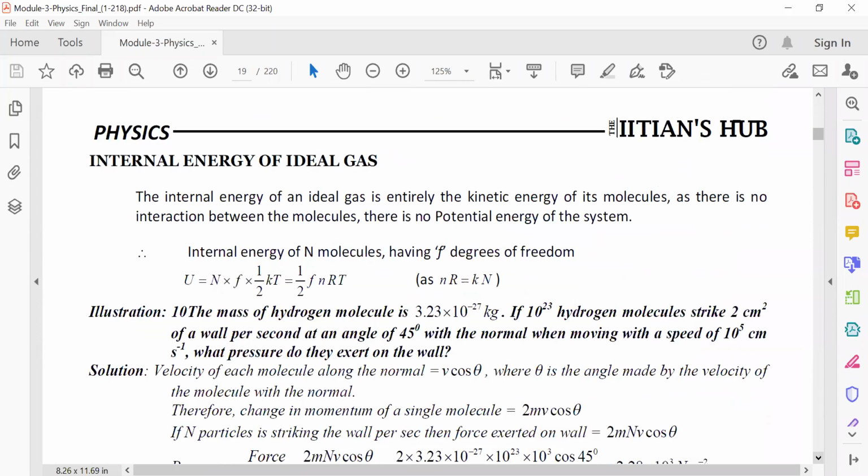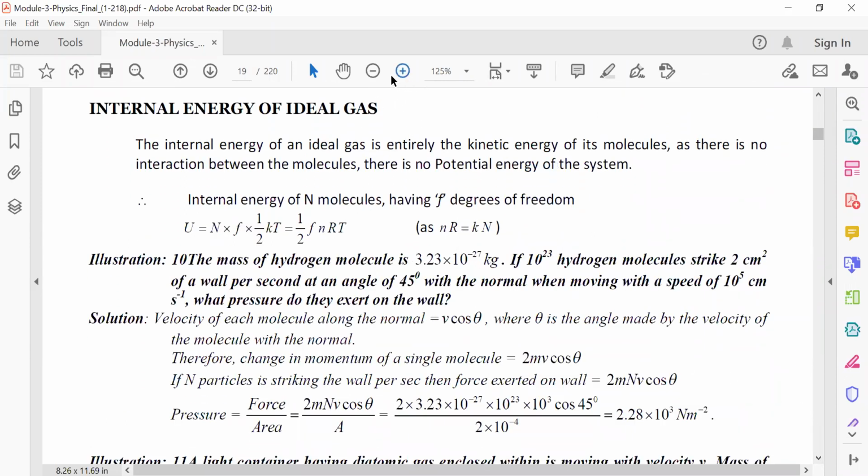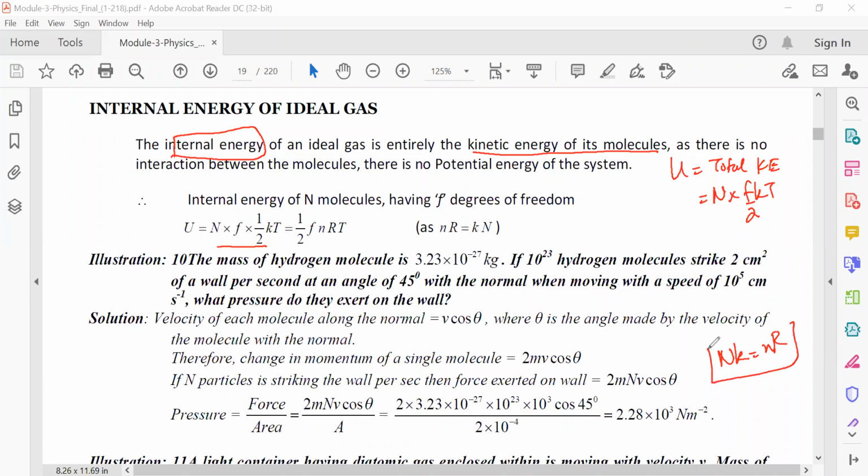Okay. And then there is the concept of internal energy of ideal gas. This is what we were discussing in first law of thermodynamics last time. So internal energy of an ideal gas is nothing but the kinetic energy of its molecules. So this is something important for us. The internal energy is the total kinetic energy. So that is nothing but number of molecules into average kinetic energy per molecule. So that is this formula here. And as you can see, capital N into k is the same thing as small n into R. So that's how this becomes this.